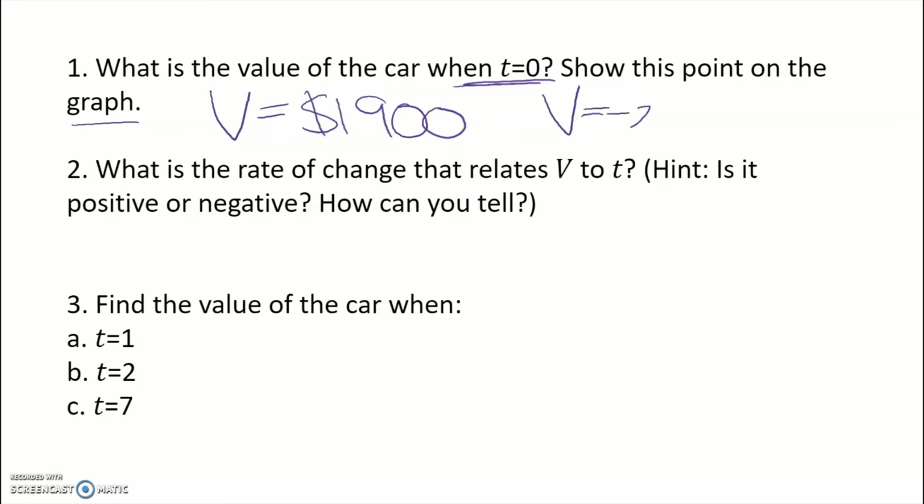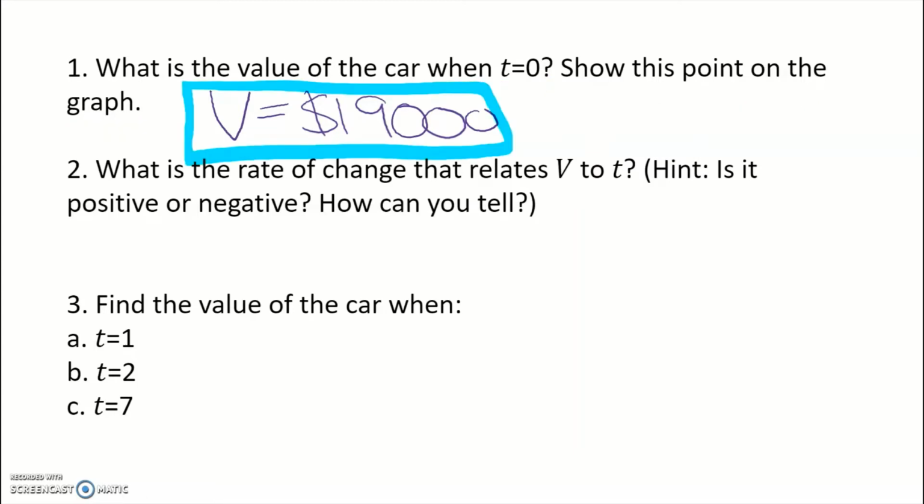You can also verify that by plugging 0 into the equation. So it's negative 2,500 times 0 plus 19,000. And if you plug the 0 in here, you're going to get $19,000, which we got anyway.